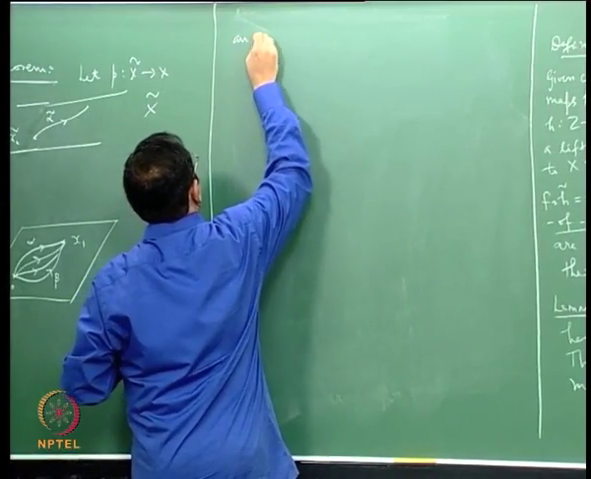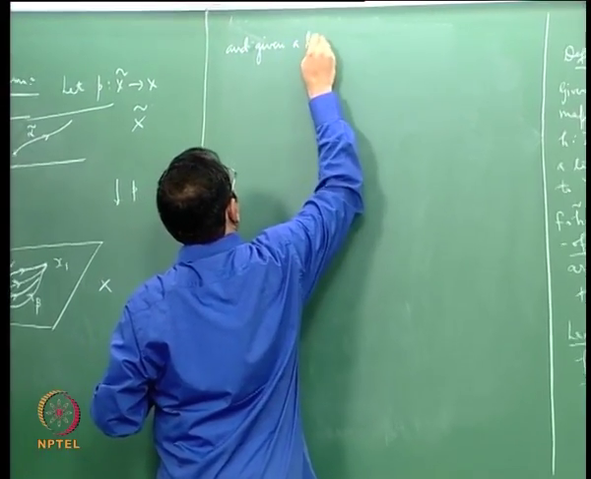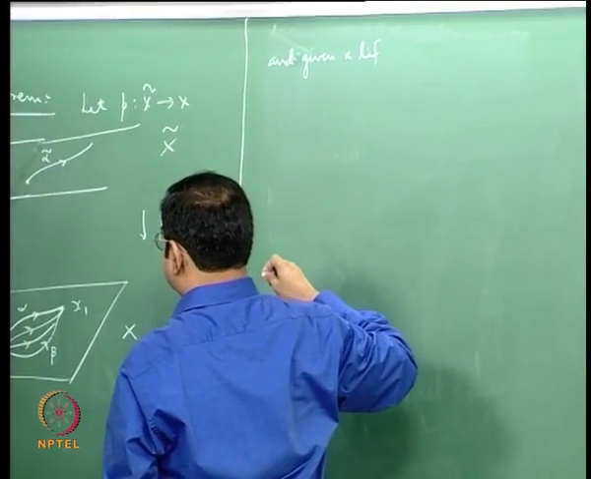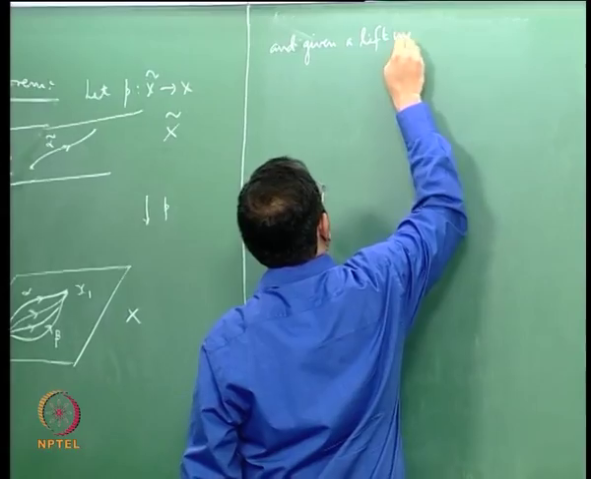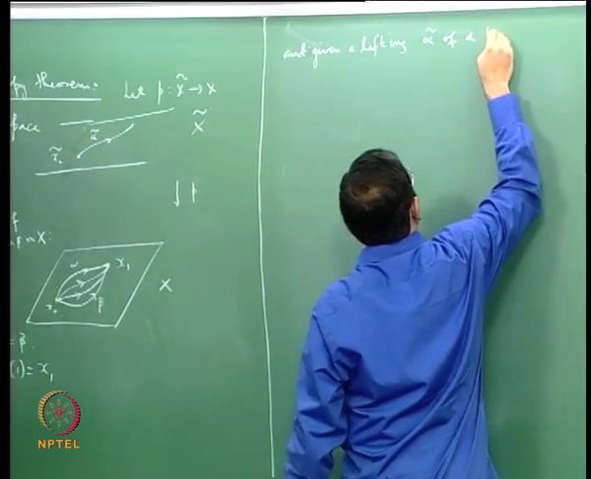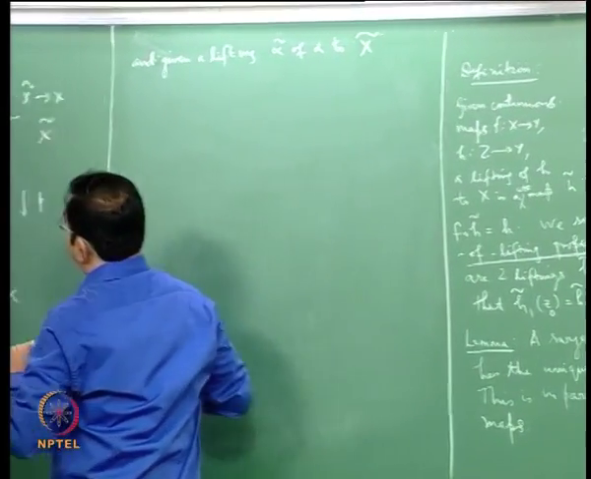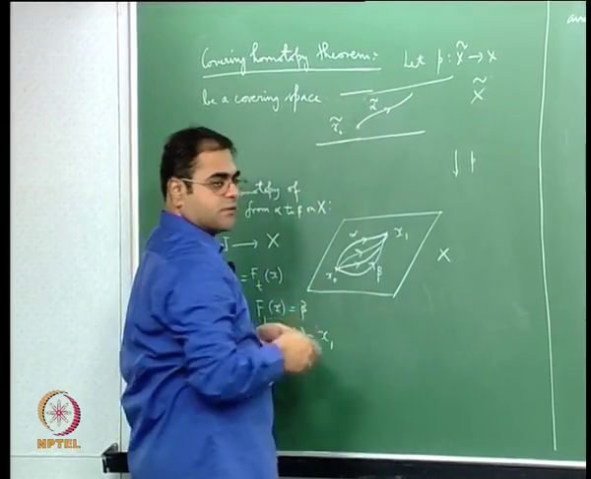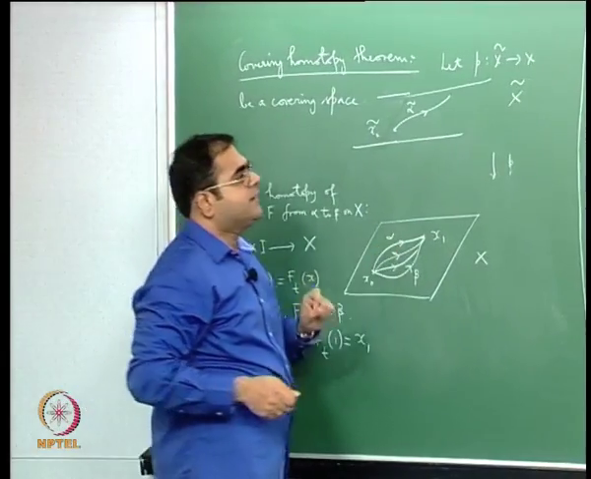And given a lifting alpha tilde of alpha to x tilde, okay. So this is the picture, this alpha tilde followed by p goes to alpha, okay.